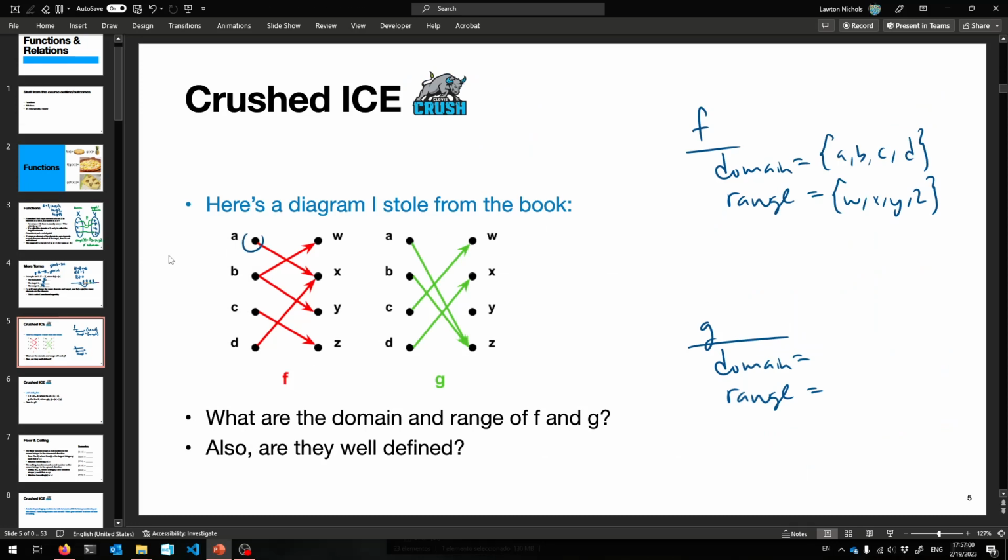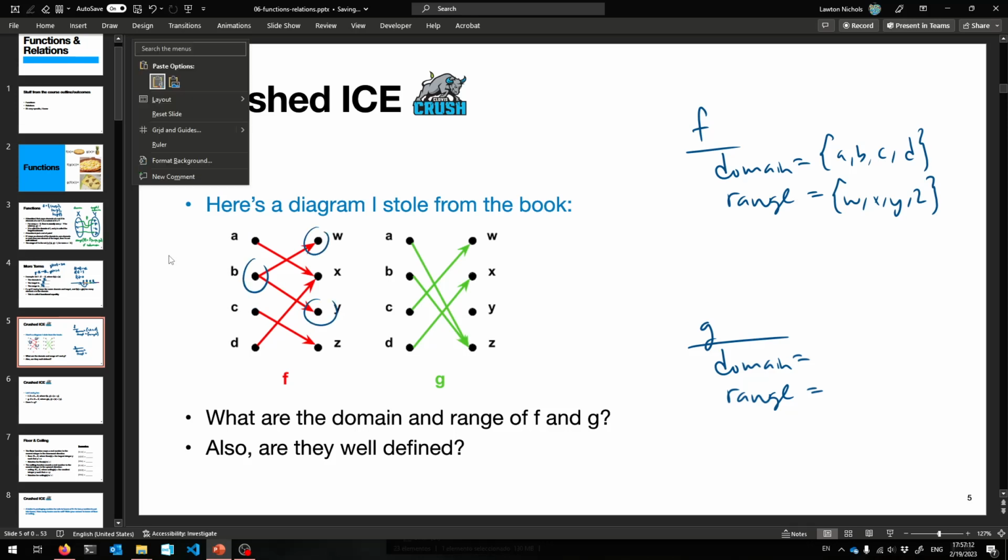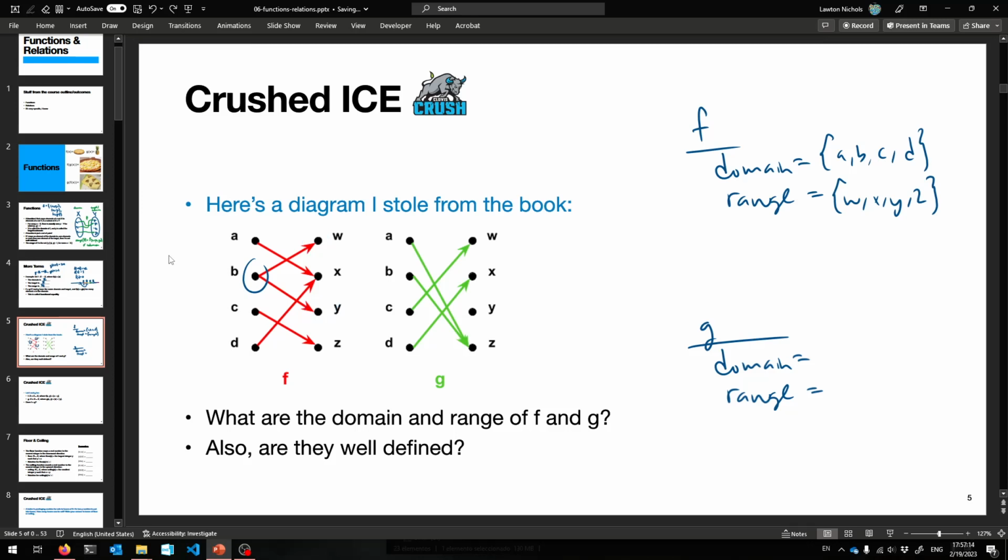It looks like A, B, C, and D all have an arrow coming out of them. So that part's good. But look at B. What is f of b? Well, it's w and y at the same time. That makes no sense. So f is not well-defined, because it can't take a single value to multiple places. Functions don't do that. All right? Let's talk about g now.